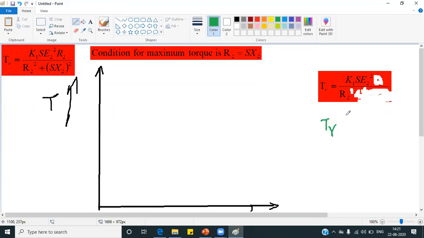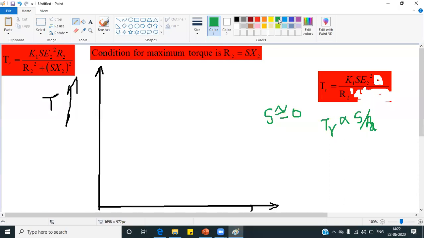TR, torque is proportional to S divided by R2, when slip is equal to 0 or approximately equal to 0, right? So guys, you just let me know in the chat box if you have any difficulty in this particular slip nearer to 0, this particular equation. I hope you understood, then I will proceed.